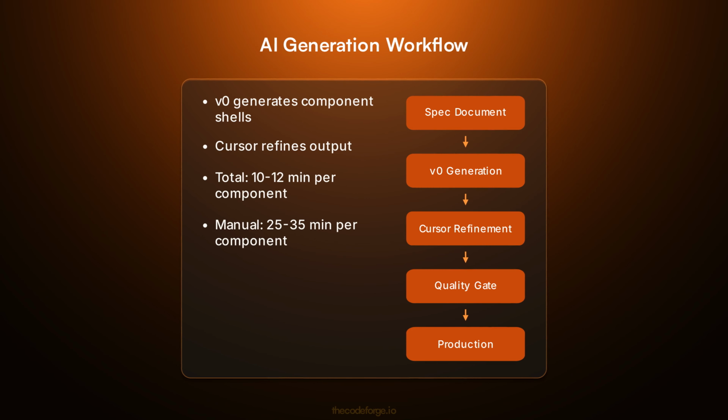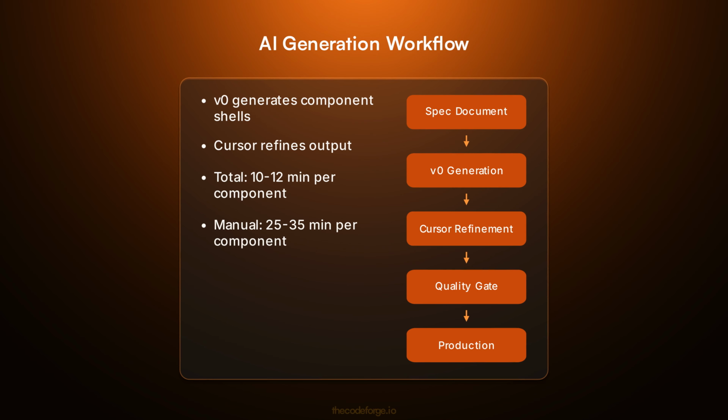The workflow combines V0 for generative scaffolding and Cursor for contextual refinement. V0 produces styled React component shells from structured text prompts in about 2 minutes. Cursor adapts that output to your project's design tokens, hooks, and patterns in 8–10 minutes. Total: 10–12 minutes per component versus 25–35 minutes for manual creation.